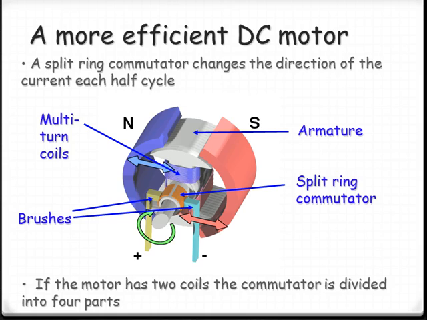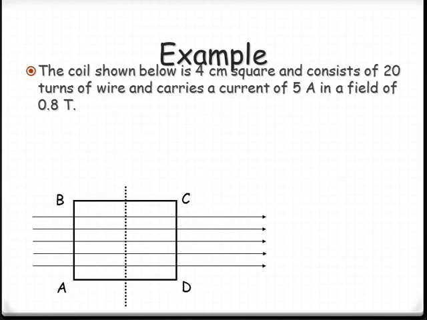Let's look at a very basic calculation motor type question. Firstly, we've got the coil here is a 4 centimeter square, so each of these sides is 4 centimeters. It looks a bit more rectangular, but anyway, we'll deal with that. It consists of 20 turns of wire. It has a current of 5 amperes, and the field strength is 0.8 teslas. So firstly, what are the forces on each side? So we've got to calculate F.